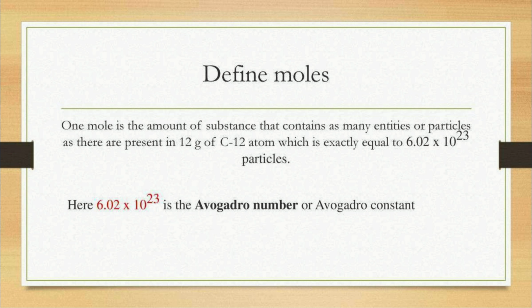So, what is a mole? A mole is the amount of substance that contains as many entities or particles as there are present in 12 gram of C12 atom, which is exactly equal to 6.02 into 10 to the power 23 particles. So, the number of particles in 12 gram of C12 atom is 1 mole. And 6.023, if we go to the exact value, into 10 to the power 23, is also known as Avogadro's number or Avogadro's constant. It is named after the scientist who was responsible for finding out the exact and correct value.